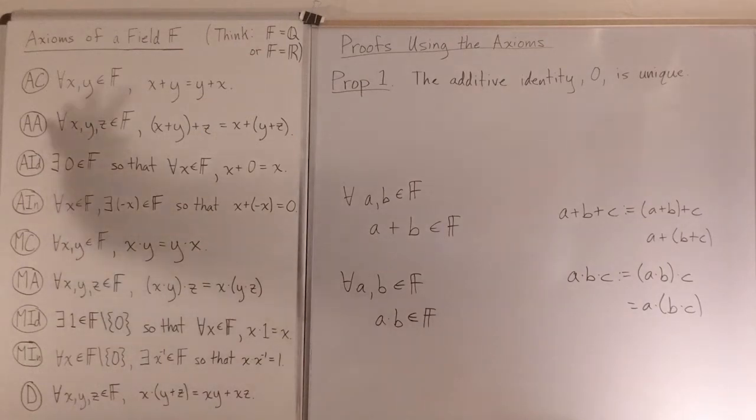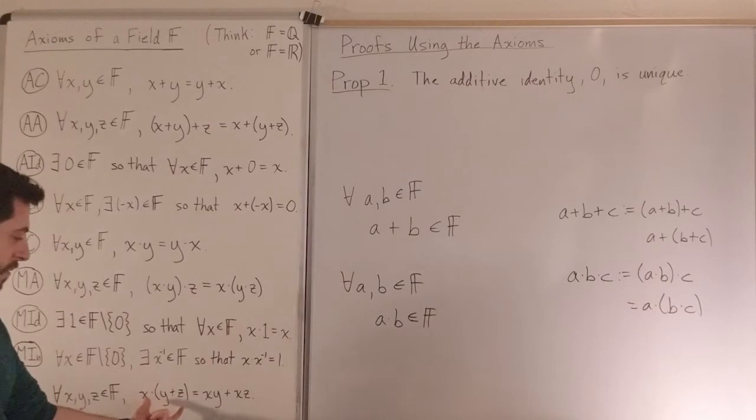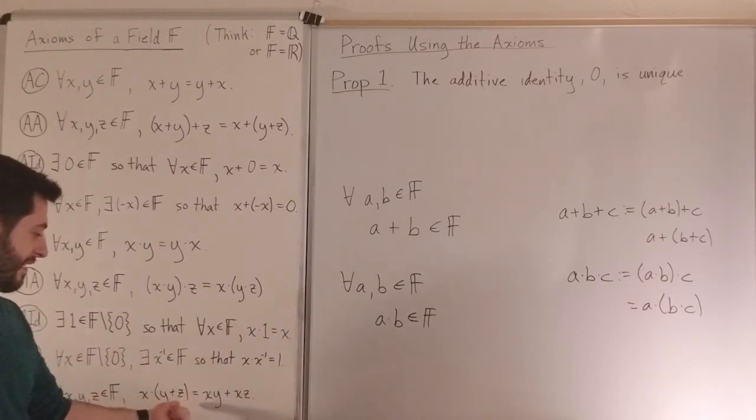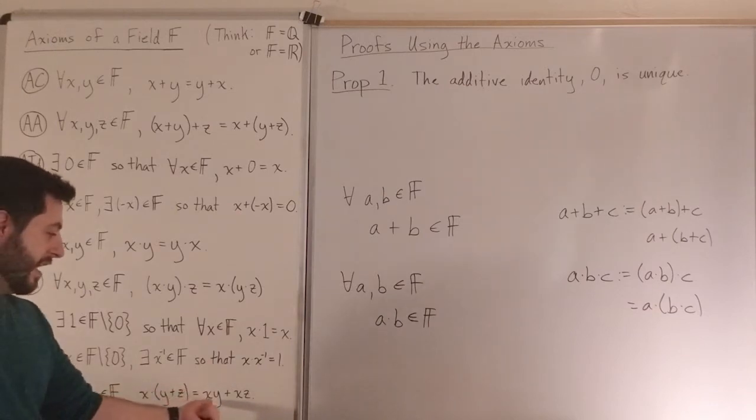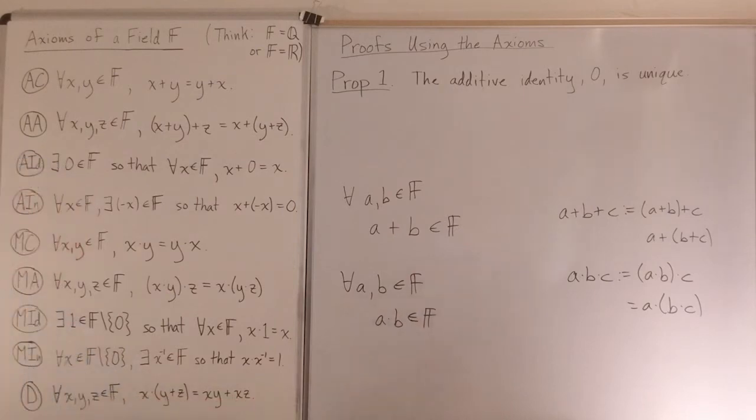Okay, so we have the addition axioms, we just did the multiplication axioms, and there's one more axiom that combines the two together. D is for distributivity. So this is the distributive property, and it says whenever you have a triple of numbers x, y, z in the field, then x times (y plus z), you can distribute this in, and you're going to get x times y plus x times z.